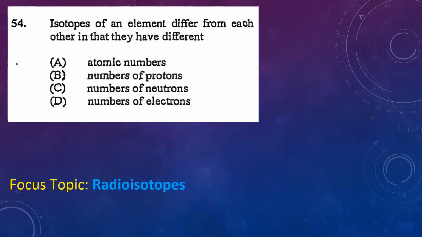54. Isotopes of an element differ from each other in that they have different, we have our options there now. Isotopes are basically elements which have the same number of protons or electrons, but they have different numbers of neutrons. So the mass number is going to be different. So that's C.